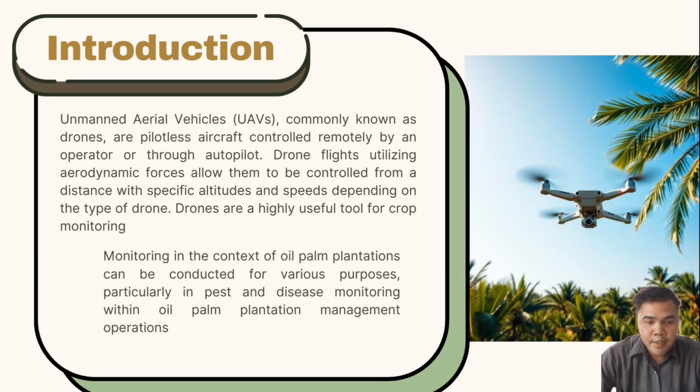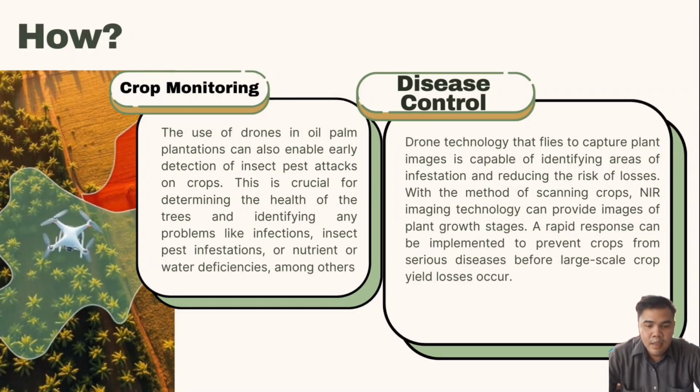Currently, drones have been adopted in various industries, particularly in agriculture. This is due to the effectiveness of drones in reducing costs and making workflow smoother and more efficient, especially in pest and disease monitoring within oil palm plantation management operation. Okay, next I will explain how drones are used in pest and disease monitoring in oil palm plantation management operation.